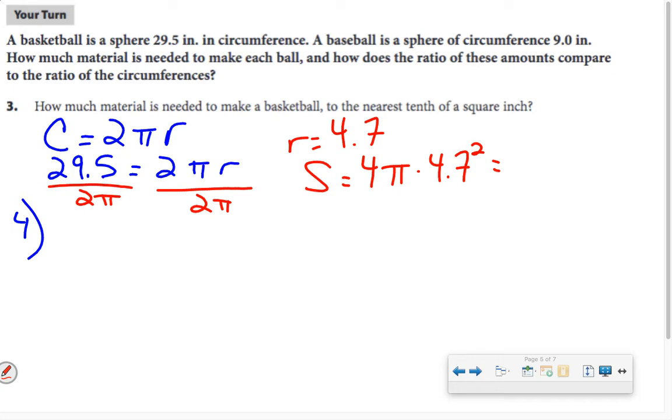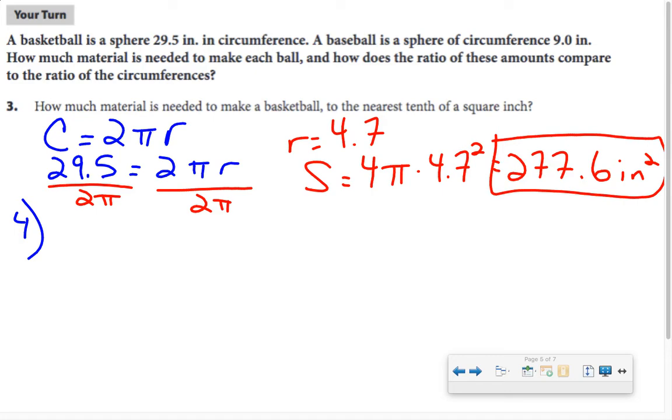So 4.7 squared times 4 times pi is 277.6 square inches. Again, I apologize that on my screen I've cut off number 4, but you should have it in your textbook. Let's go ahead and find that.